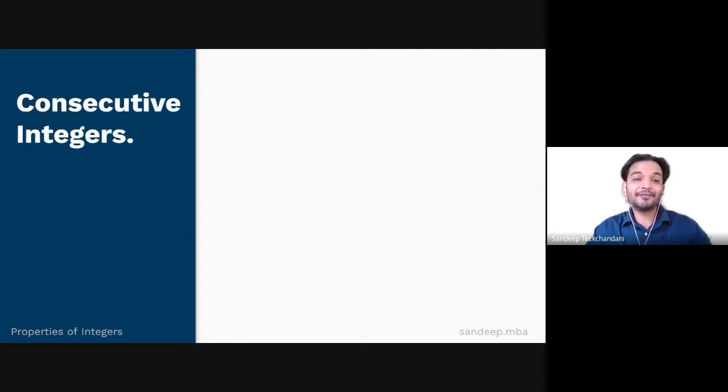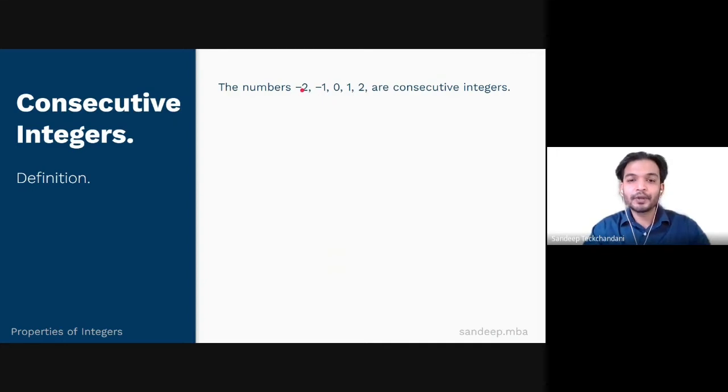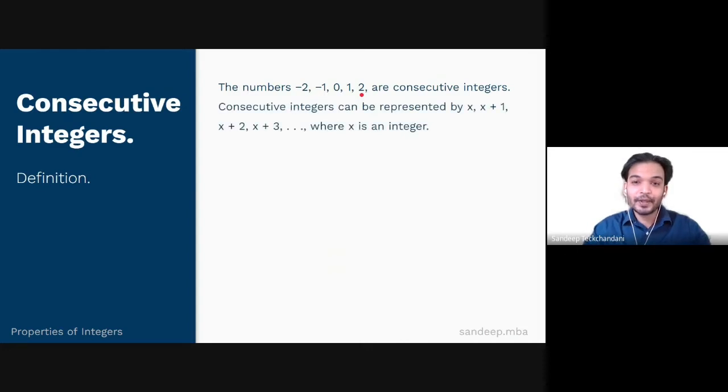In this slide, we will study what we mean by consecutive integers. Observe these numbers: -2, -1, 0, 1, and 2. The numbers are increasing by 1. Therefore, they are consecutive integers. Consecutive integers can be represented by x, x plus 1, x plus 2, x plus 3, where x is an integer.